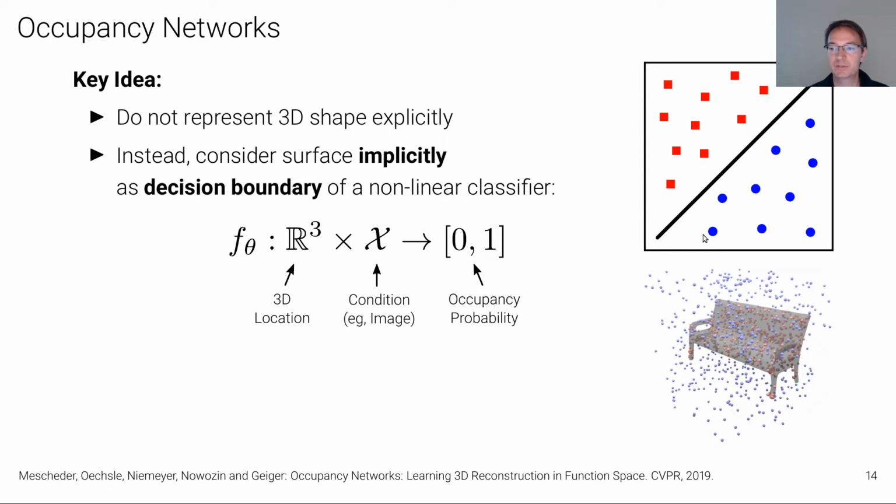So in this case here on the right, if we apply this classifier to these points here, then the red points are classified as inside and the blue points are classified as outside. Or in this 3D example, we have this bench surface, and all points that are inside that bench object are the red points that should be classified with high occupancy probability, close to 1, and all the blue points should be classified with low occupancy probability, close to 0.